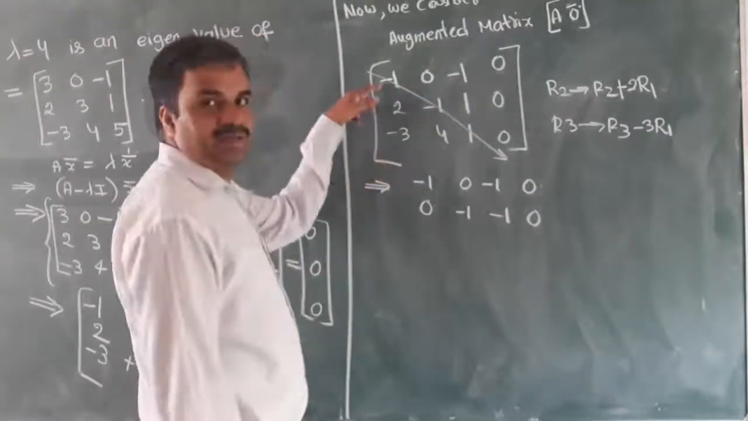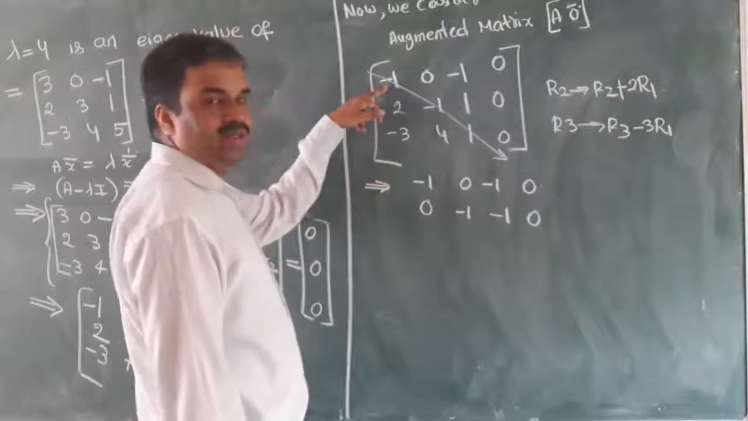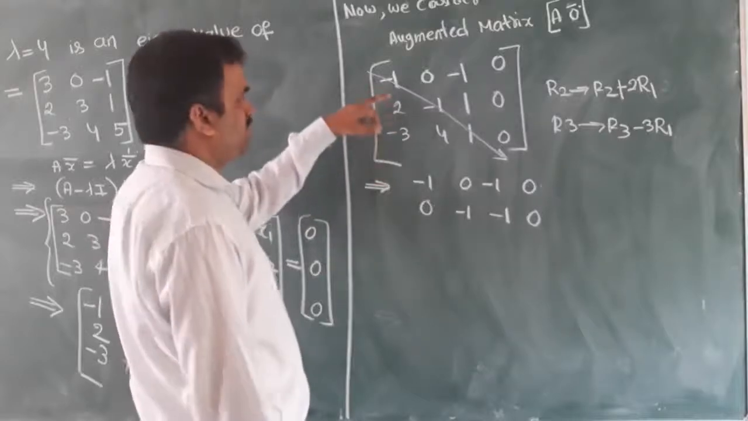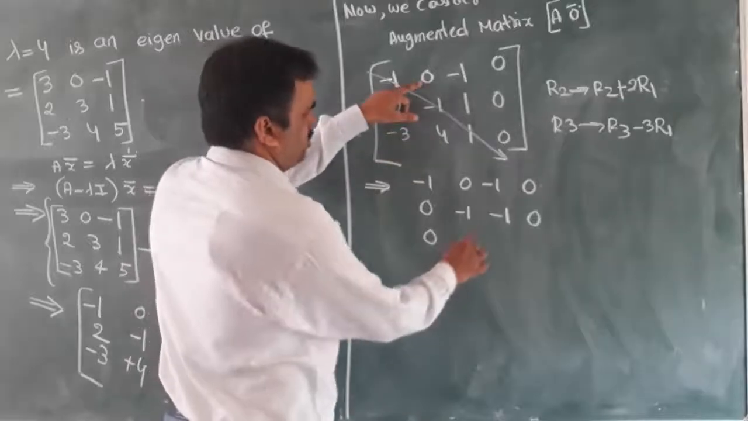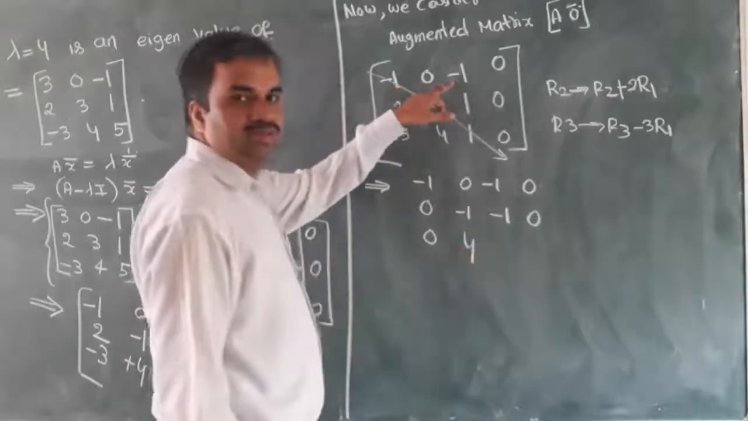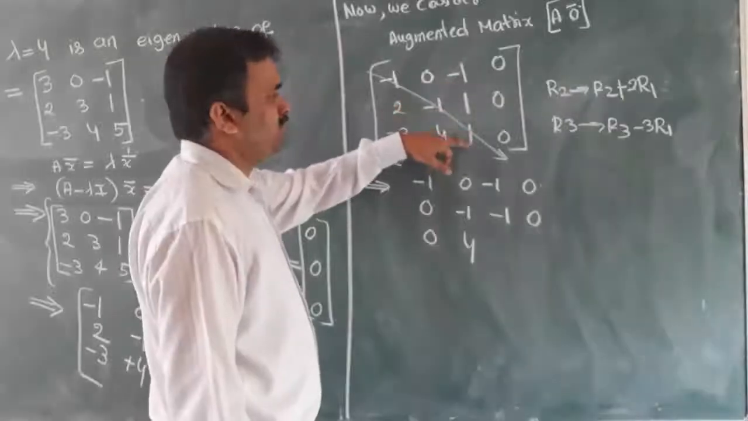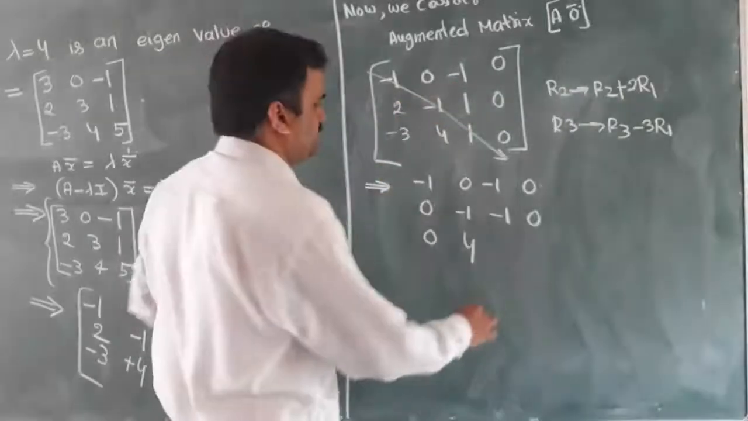Here we have to multiply 3. Minus 3 multiply here: 3 minus 3 is 0. Minus 3 minus of minus 3 is 0. 4 minus 3 times 0 is 4. This is minus 3; 1 minus of minus 3 is 1 plus 3, nothing but 4.